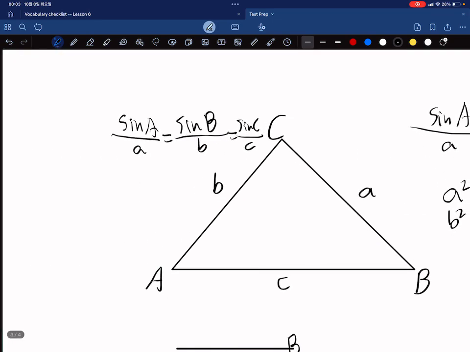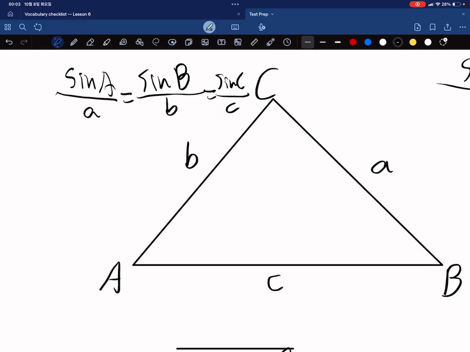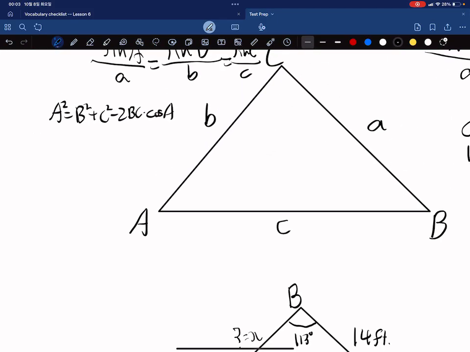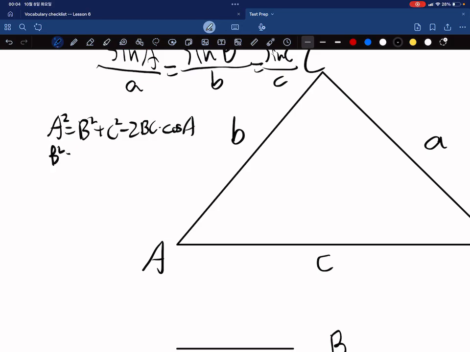Now let's learn our cosine law. Cosine law is that if it's angle A squared, then it's B squared plus C squared minus 2BC times cosine, our front value here, A. Now, this goes for the same. If it's B squared, then we just put in A squared plus C squared minus these two values, AC times cosine, front value B, same for C. I'll just quickly write this down.